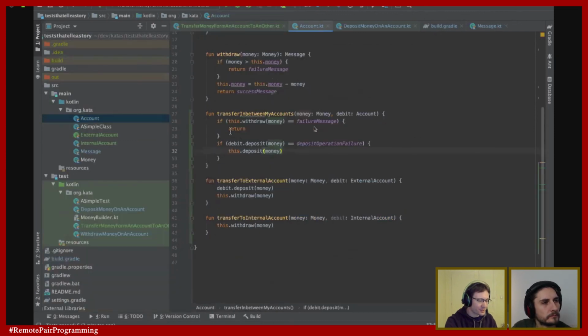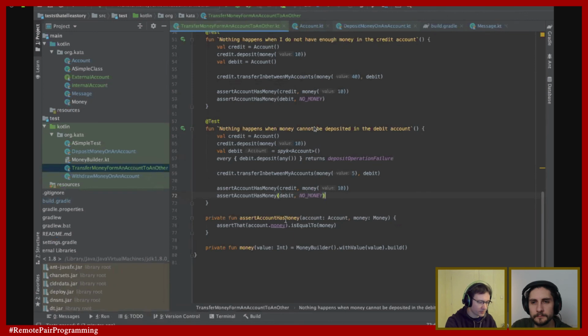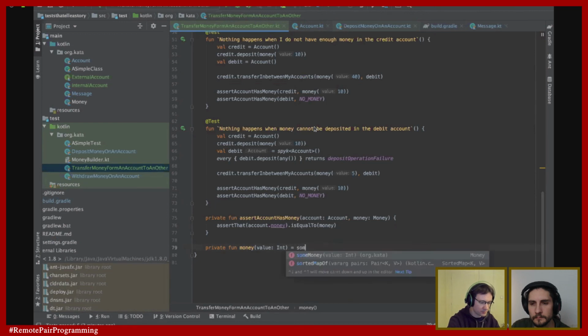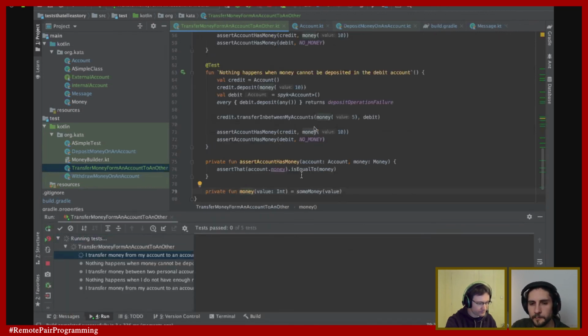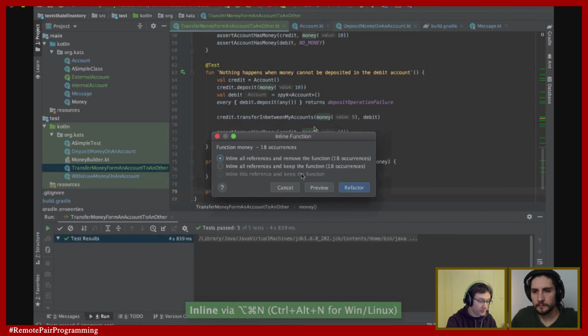I'm still not happy with this duplication here. Yeah, we had that thing. So we had some stuff to repair. There was that thing with some money, that we already had the method some money, and we created the helper method money. Yes, let's do this because it's very easy to do. Here it should still pass. And now we can inline the money.